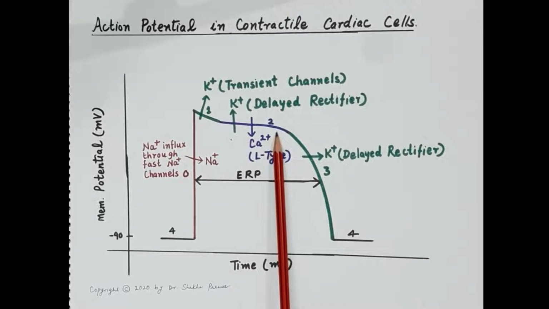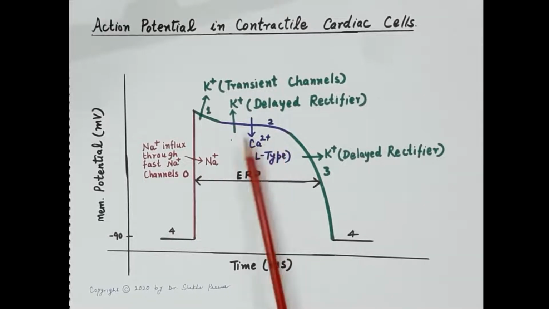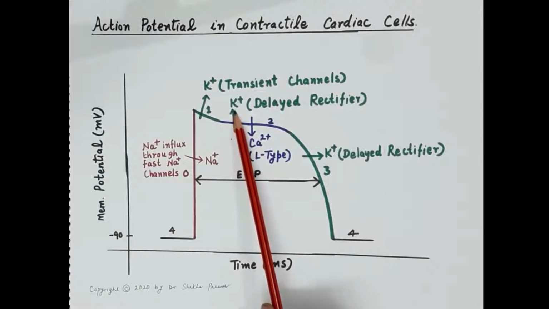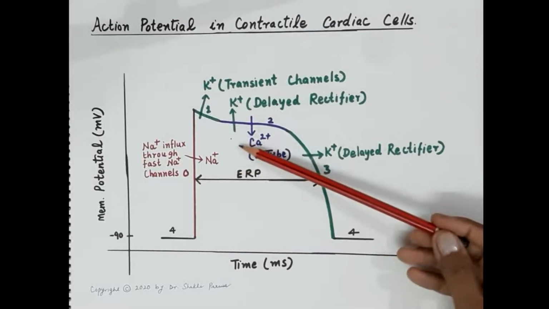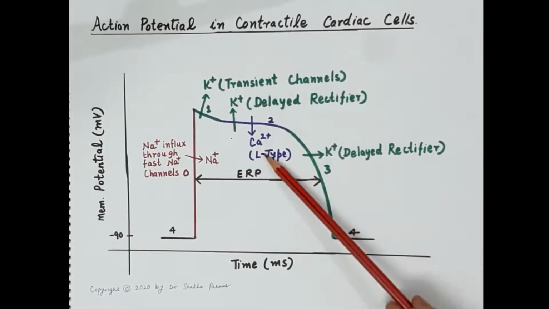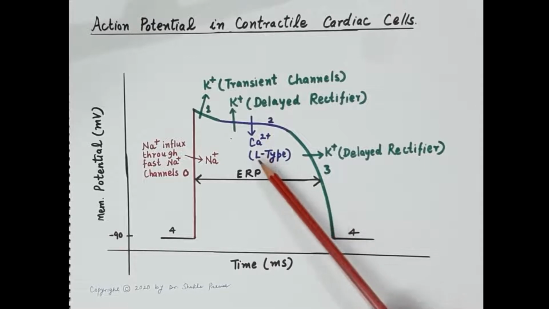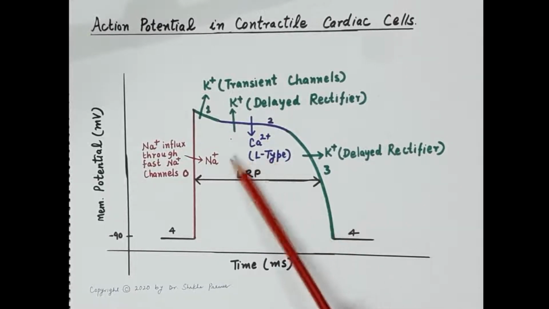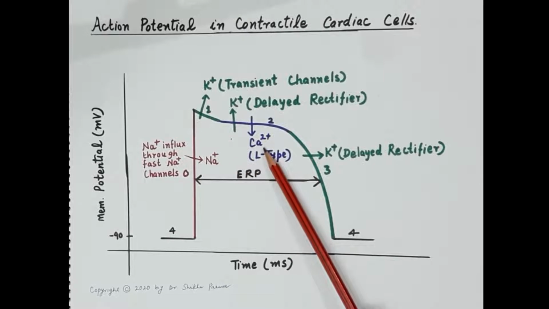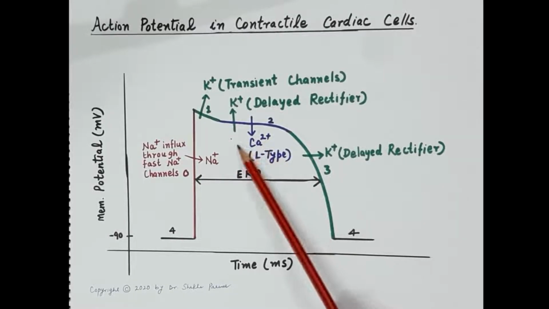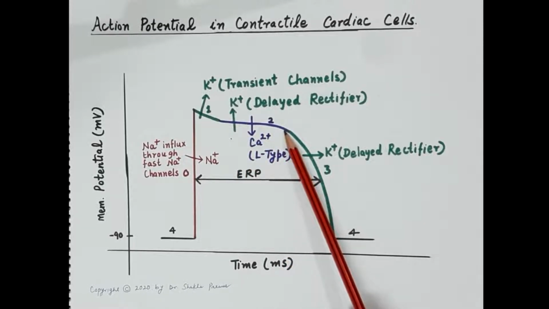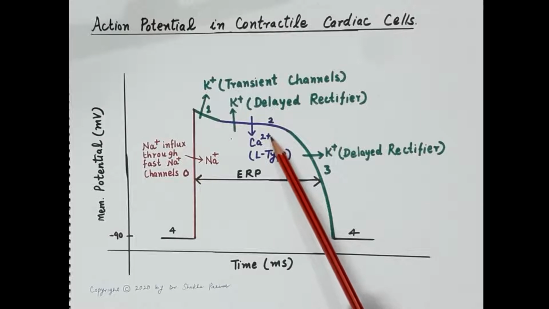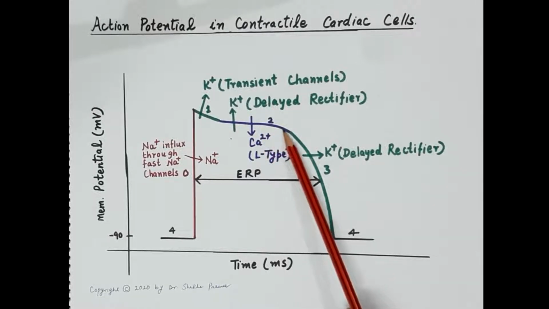Now this phase 2 is also called the plateau phase. In this phase there is efflux, or outside movement, of potassium ions, and there is influx of calcium ions. So potassium ions are moving outside the cells, whereas the calcium ions are moving inside the cell. However, one thing important to note is that the efflux of potassium ions is balanced by the influx of calcium ions. Therefore there is not much change in the membrane potential, and this is seen as a plateau phase. And there is contraction of these contractile cardiac cells during the late phase 2.